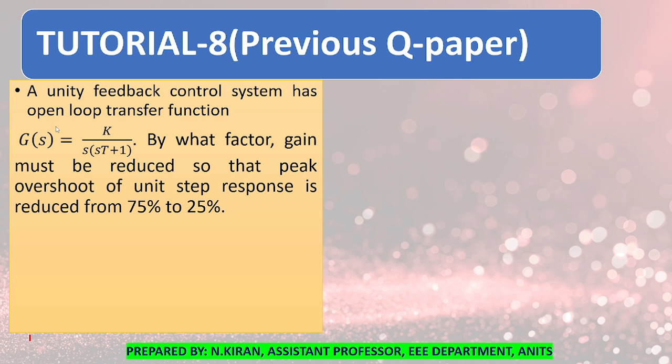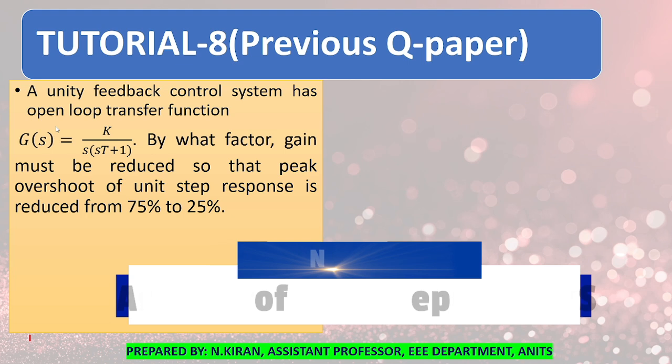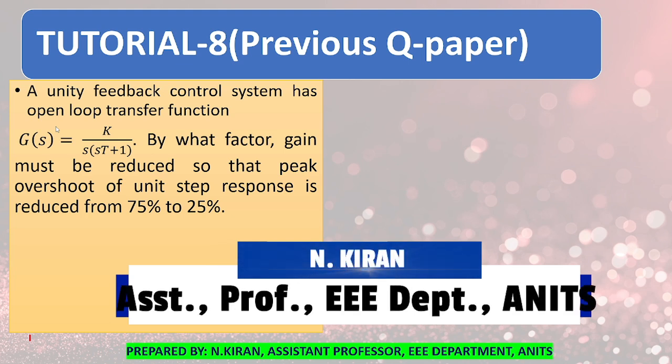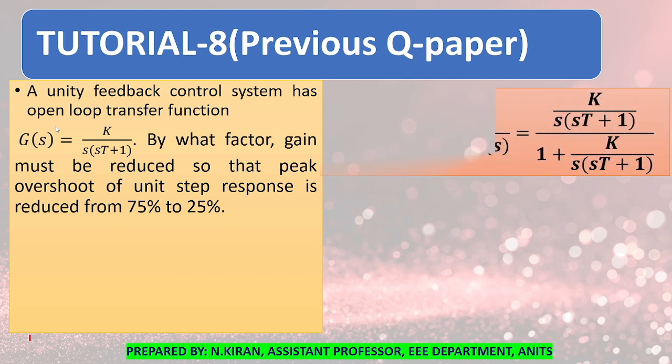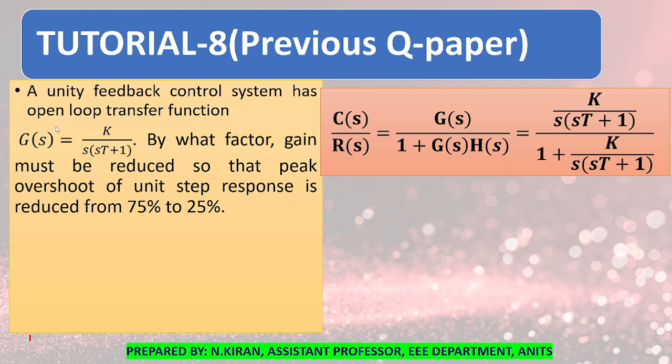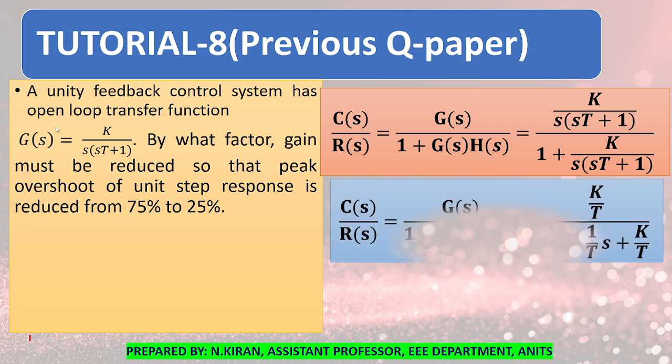So the last tutorial for today's lecture: the unity feedback control system's open loop transfer function is given as G of s is K by s into (sT plus 1). By what factor must the gain be reduced so that the peak overshoot of the unit step response is reduced from 75% to 25%? Okay, first let us consider the overall transfer function. Since H of s is 1, upon calculating the overall transfer function, it will give me (K by T) by s square plus (1 by T) into s plus K by T.